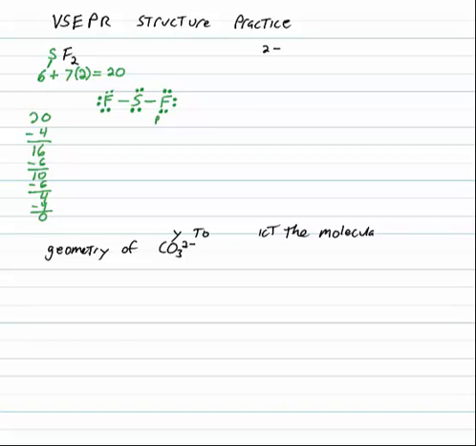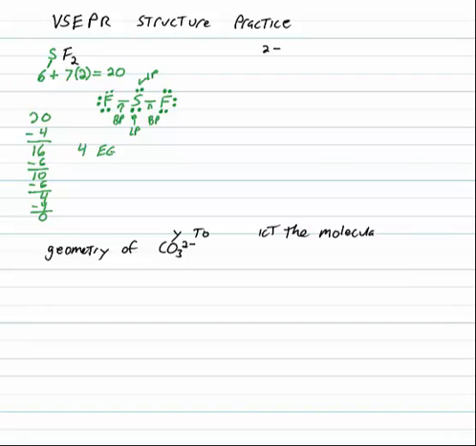As you can see, we have an octet for fluorine, an octet for sulfur, and an octet for the other fluorine. So in determining the structure, our second step is to count electron groups around each central atom. And here I have 4 electron groups: I have 2 bonding pairs, and I have 2 lone pairs around that sulfur. So I have 4 electron groups.